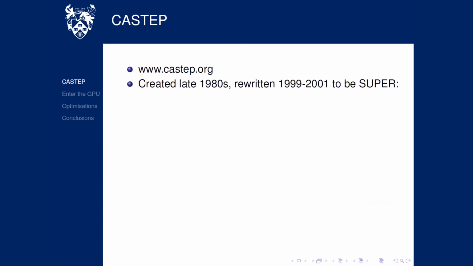So CASTEP has got a reasonable pedigree. It's approaching 40 years old as a total project, but it was rewritten about 20 years ago to be what I've called here SUPER, which is scalable, user-friendly, portable, efficient, and robust. Which is to say that the original version was not very many of those things.